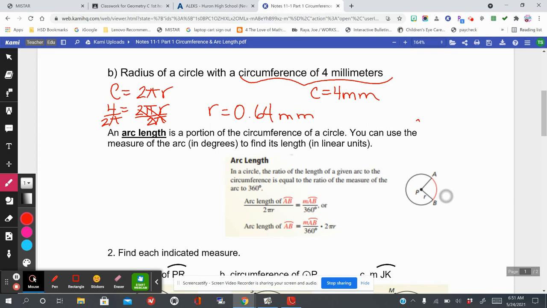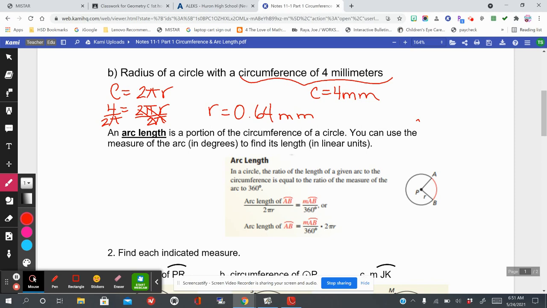Arc length is literally a part of that tape measure. So instead of going all the way around, you're just going for part of it. So arc length is part of the circumference. Arc measure is degrees. Arc length is like millimeters, centimeters, inches, that type of thing.